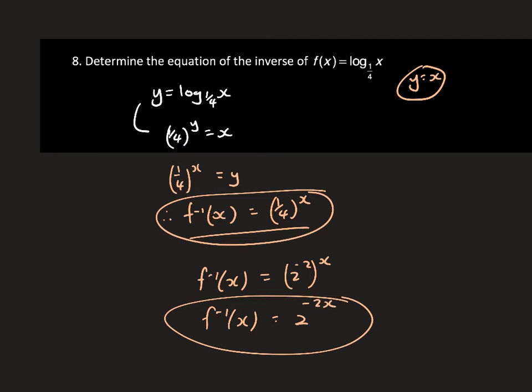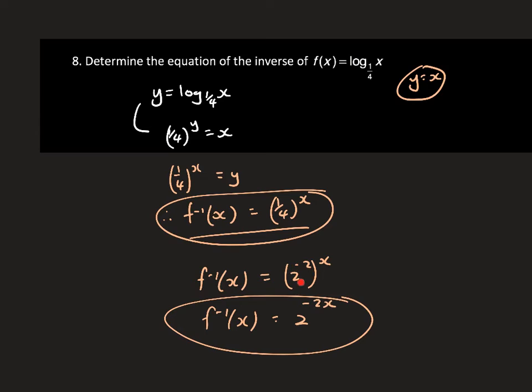Question 8, determine the equation of the inverse of f of x equals log base a quarter of x. Okay, the base is a quarter. So first write it in exponential form: a quarter to the power of y is equal to x. Those two things are exactly the same. Now, if I'm going to reflect about the line y equals x, you swap x and y and solve for y, and y is then equal to a quarter to the power of x. There we go.